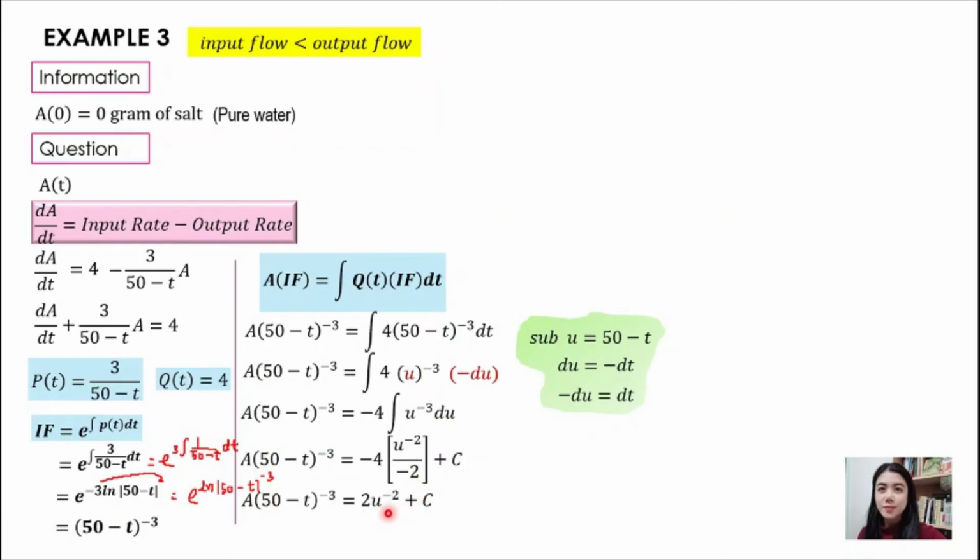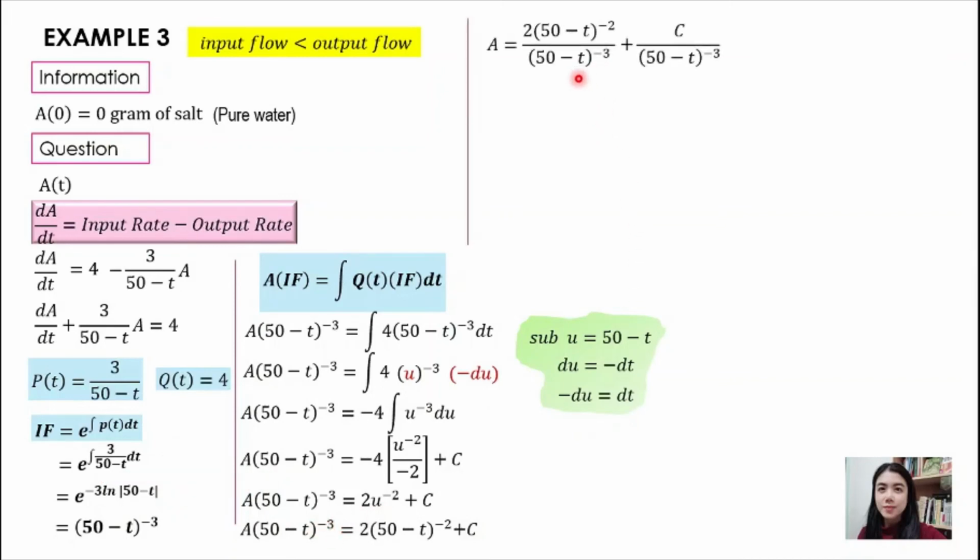This is the answer for the right hand side, but do not leave your answer in this way because it's supposed to be in terms of t only. So change the u back. The u is 50 minus t. So change it back. That is what we have here. Now divide all the terms that you see here with this 50 minus t to the power of negative 3. Then we have here. Then we need to simplify for the right hand side.